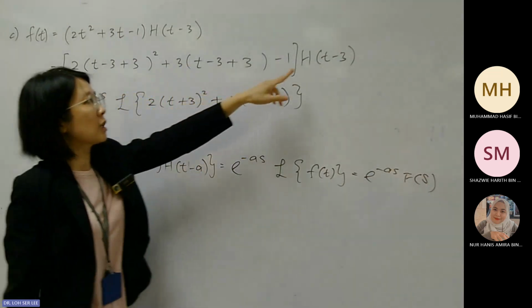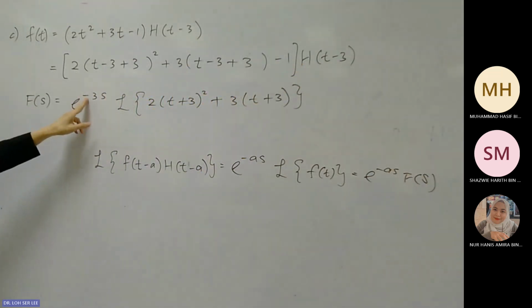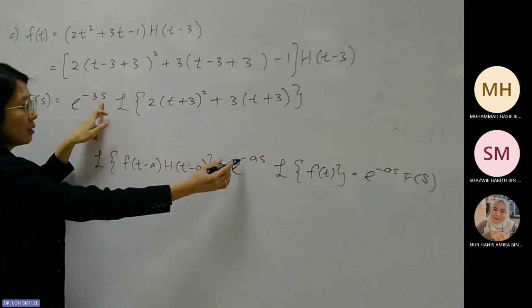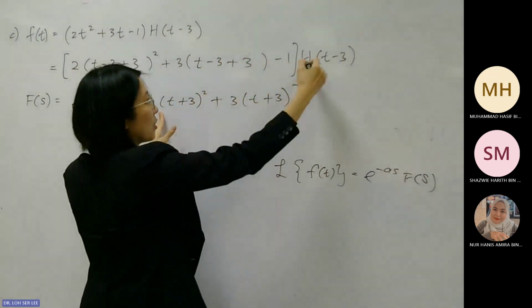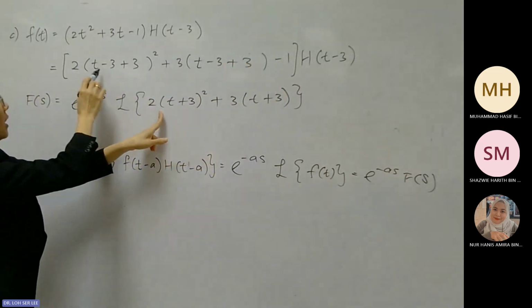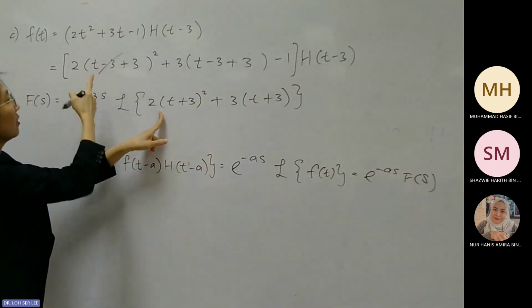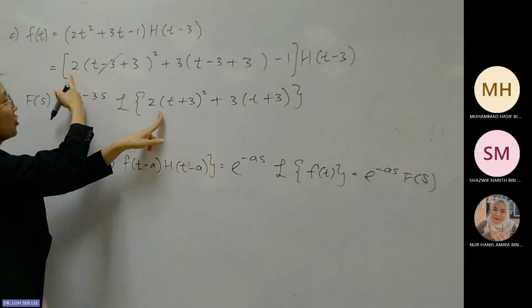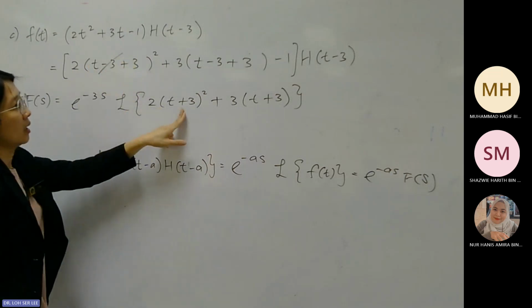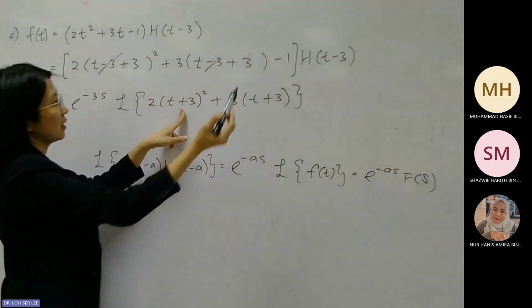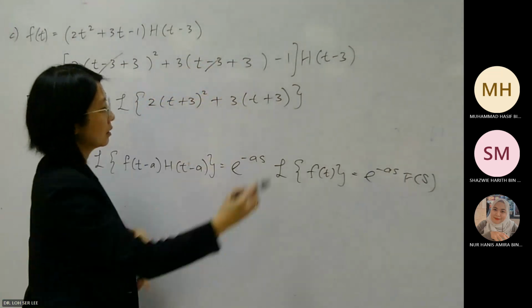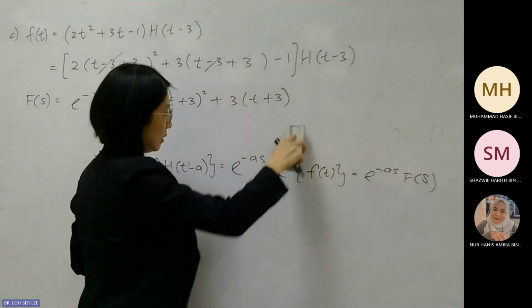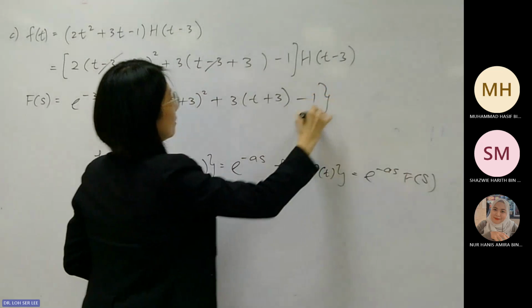We take out the minus 3 to form the e to the minus 3s. This one, e to the minus 3s. And then once you take out the minus 3, that means no more Heaviside function. And minus 3, once you've taken out, you have t plus 3. Okay, 2(t plus 3) squared. Yes. Then once you take this out, you have plus 3(t plus 3). Oh, minus 1, yes.